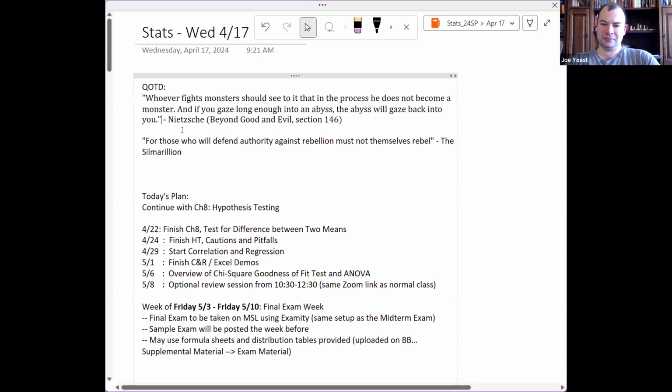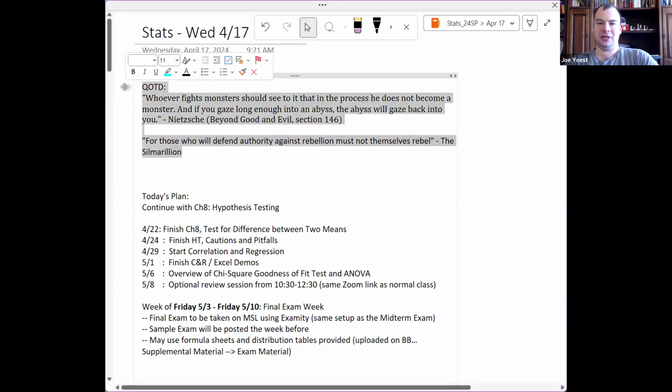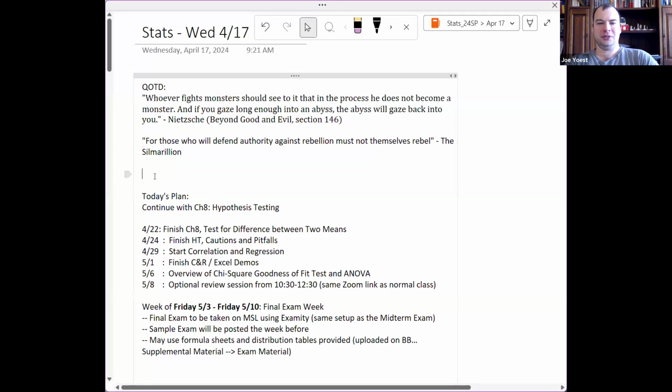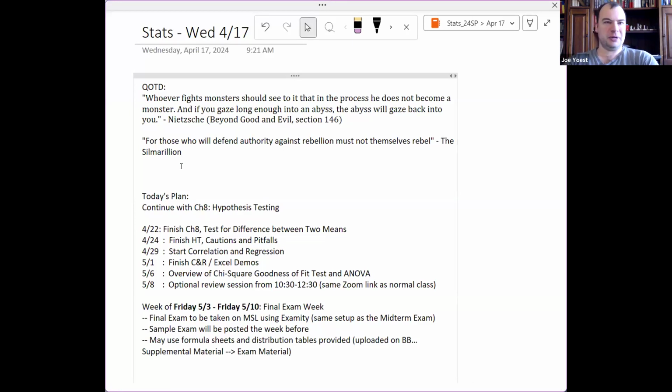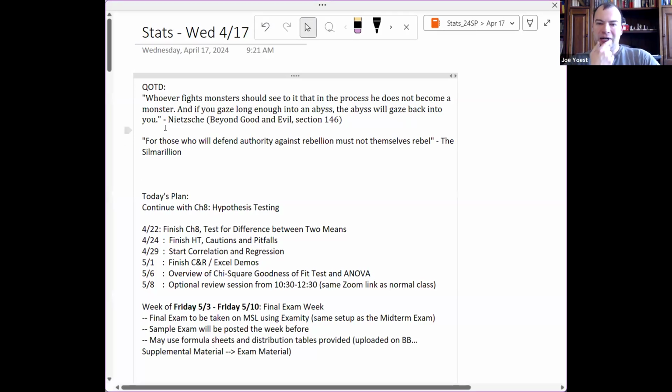Okay, and then the last thing before we get back into hypothesis testing, the quote of the day for today, really 2 quotes. I think these, in a sense, go together or complement one another, or depending on your perspective, maybe two different points of view on a similar topic. One is from the philosopher Friedrich Nietzsche, from his book Beyond Good and Evil.